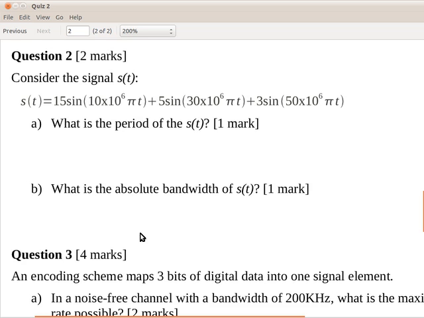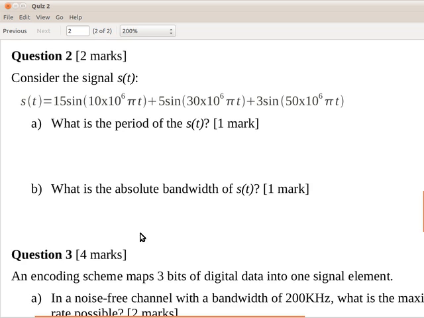So we could do the same. So we have 3 components with frequencies of 5, 15, and 25 megahertz. Why megahertz? Because we have this 10 to the power of 6 here. 5 because it's 10 divided by 2. It's 2 pi f. 30 divided by 2. 50 divided by 2. 5 megahertz, 15, and 25 megahertz.